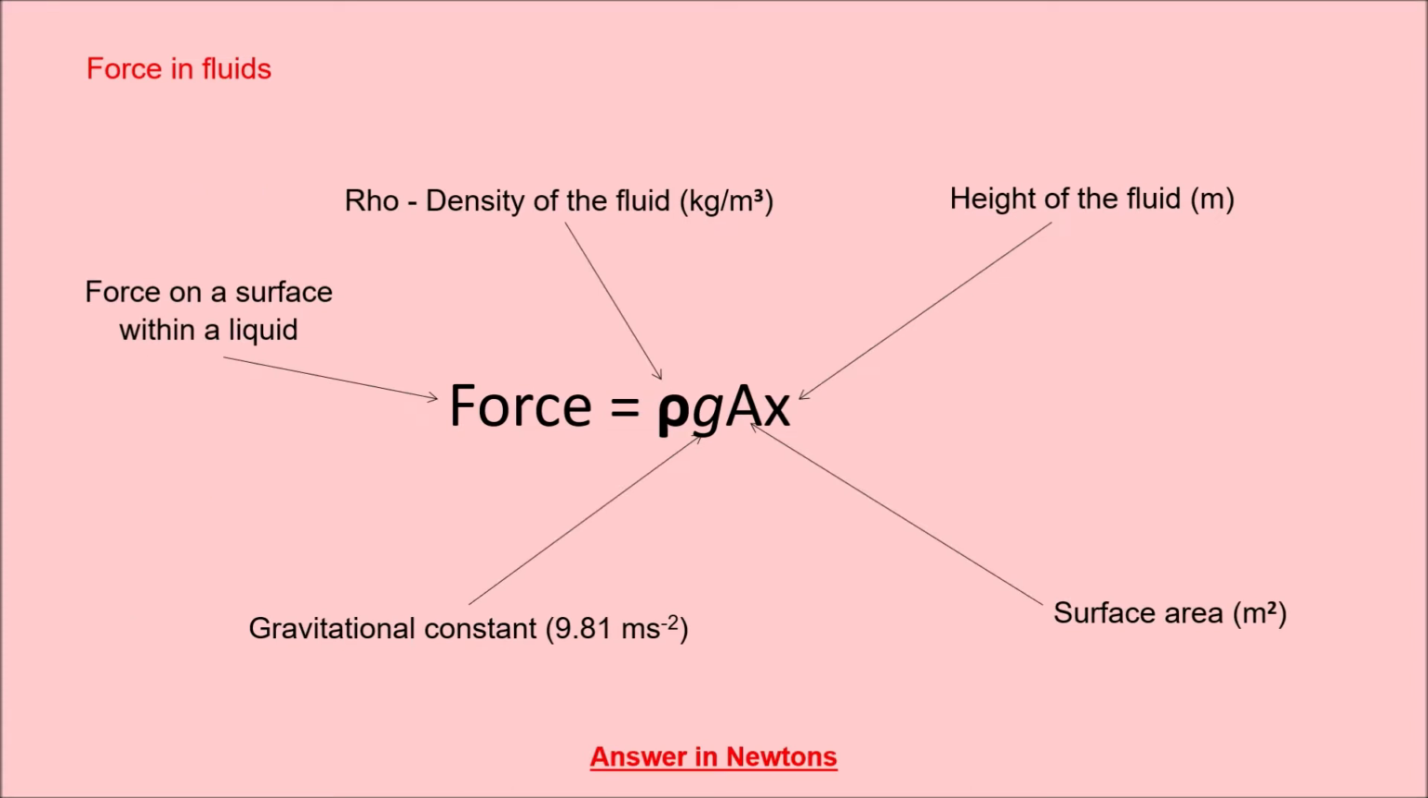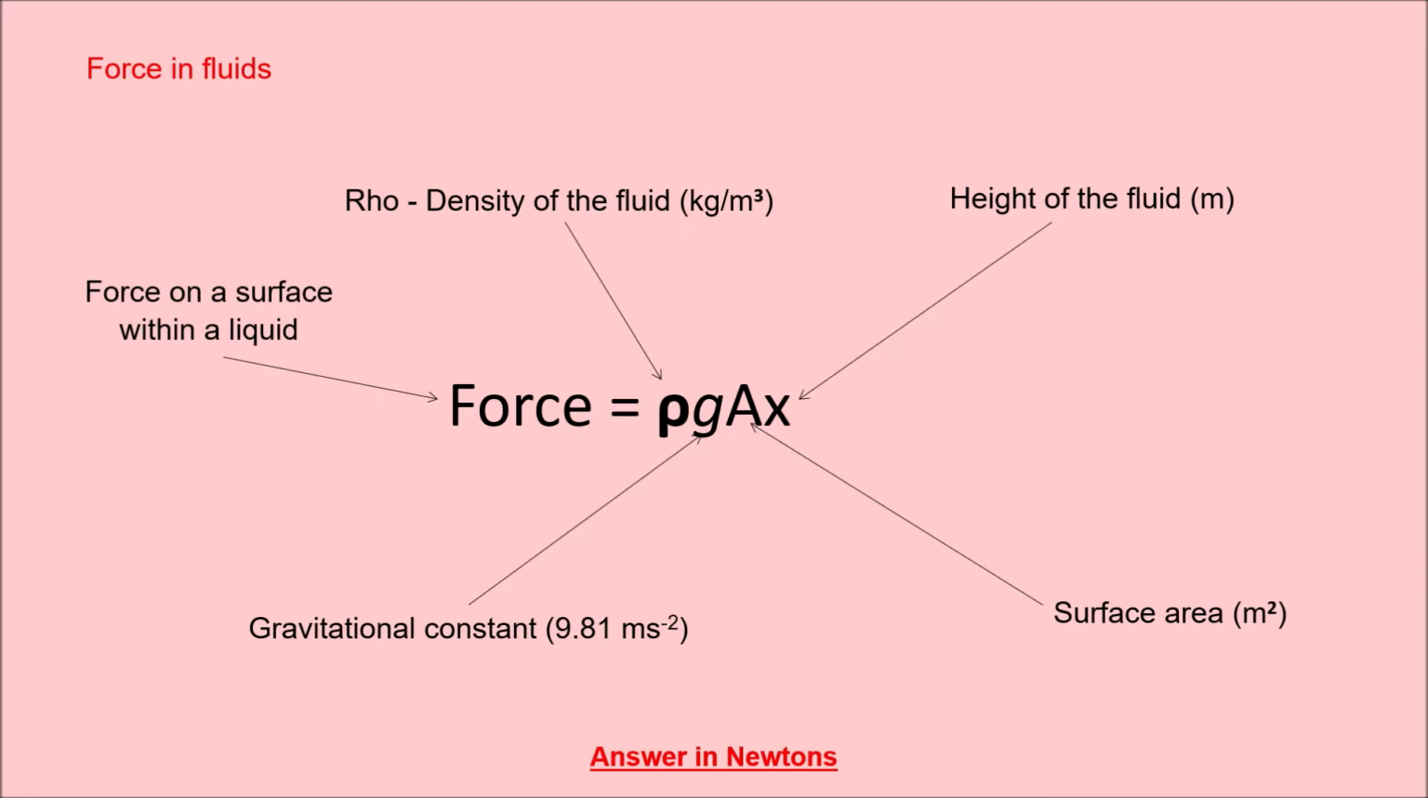Okay, next one, if we've got force, and this is the actual formula that's given to you on the formula sheet, force is equal to rho g a x. Now x is the height of the fluid, a is the surface area that the fluid's acting on, more of which in a moment, g is the gravitational constant 9.81, and rho is the density of the fluid. And force, as you remember, the answer is always in newtons.